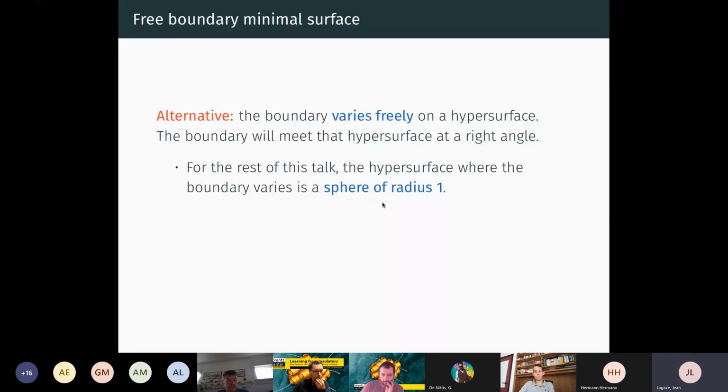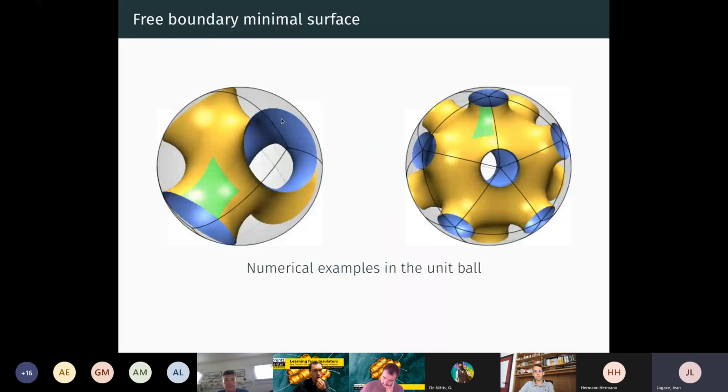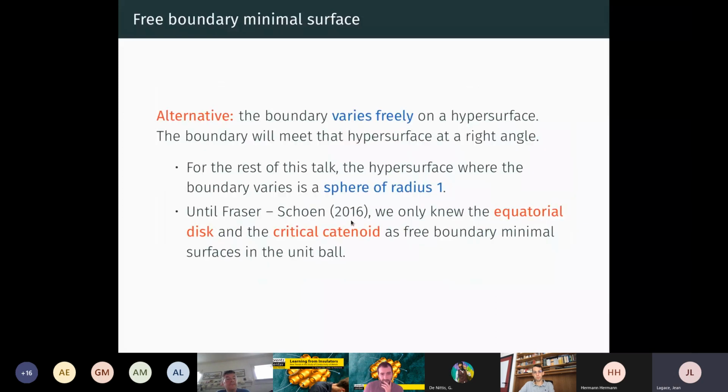And here are numerical examples of free boundary minimal surfaces in the unit ball, where we can see that this meets at a right angle. We have different topologies. And in fact, it's not that long ago that we started to have examples of free boundary minimal surfaces that had non-trivial topology. Until the work of Fraser and Schoen in 2016, we only knew the equatorial disk and the critical catenoid as free boundary minimal surfaces in the unit ball.